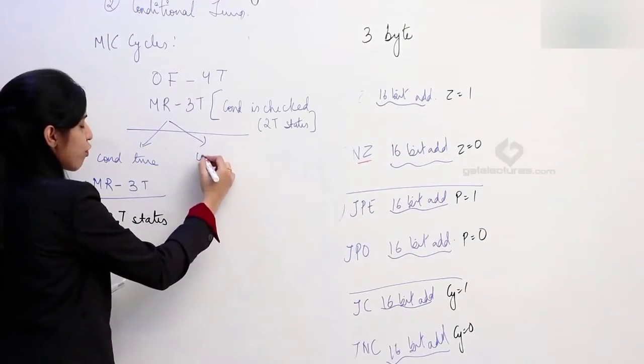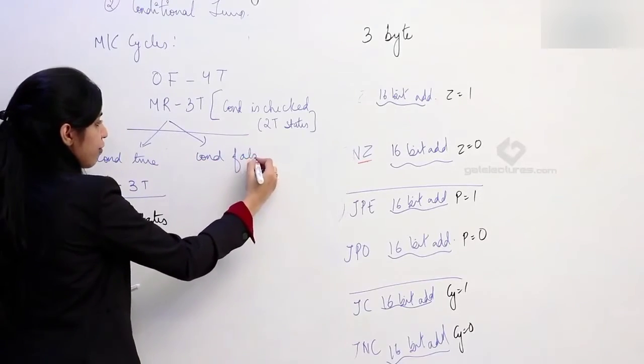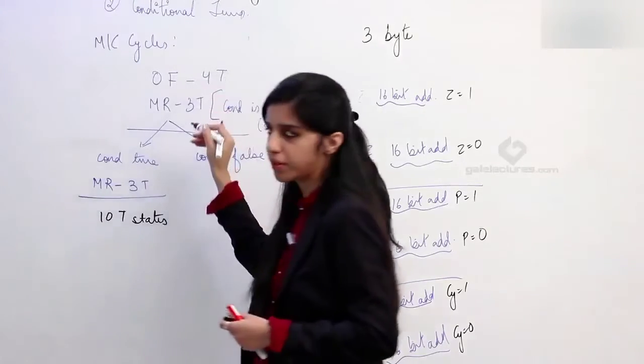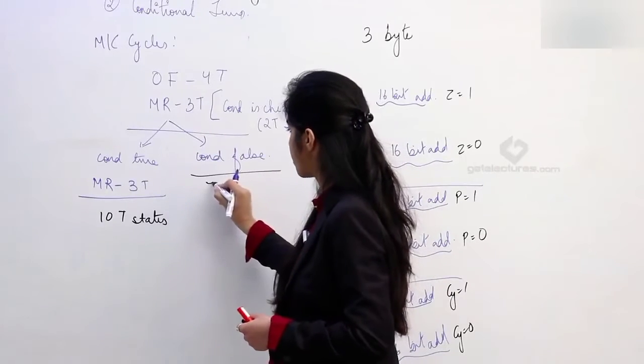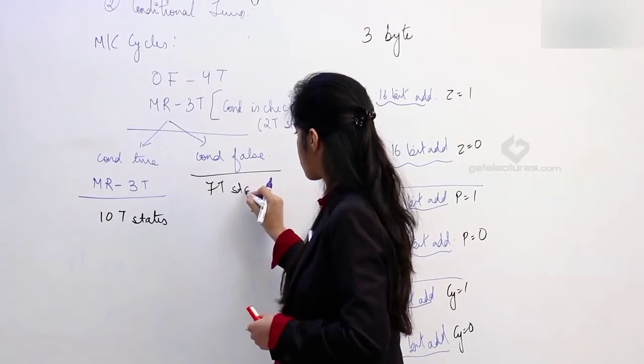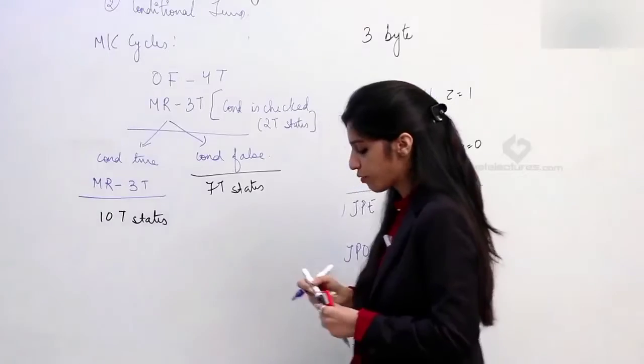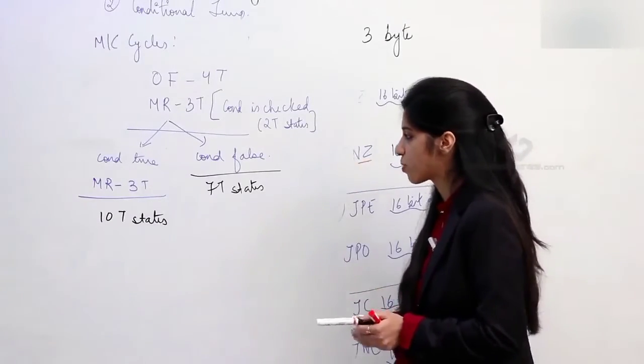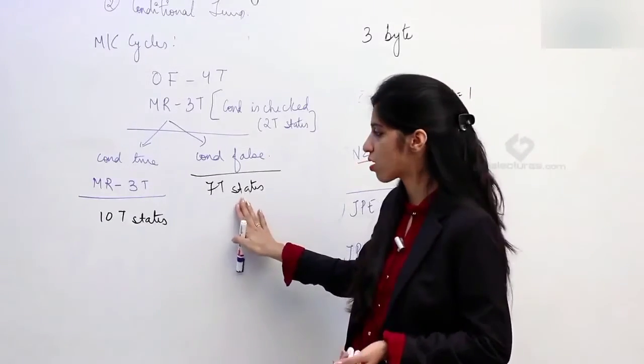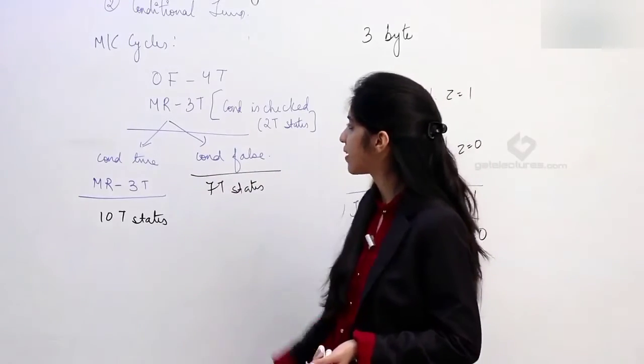Suppose condition was false. If condition was false, we are going to stop it here itself. So this is going to take 7 T states. So if condition is false, the conditional jump is going to be a 7 T states long instruction. If the condition is true, it's going to take 10 T states.